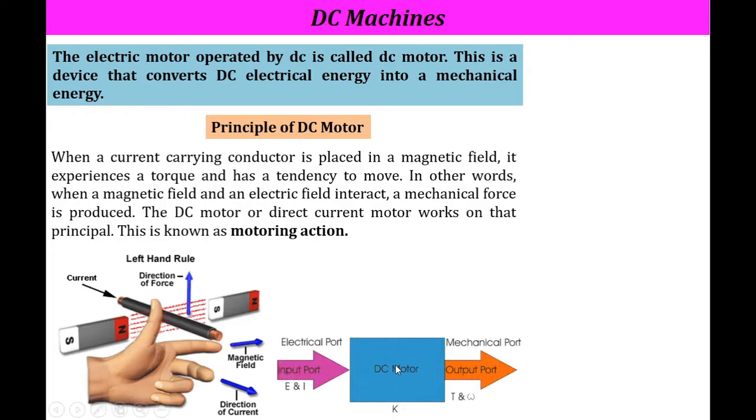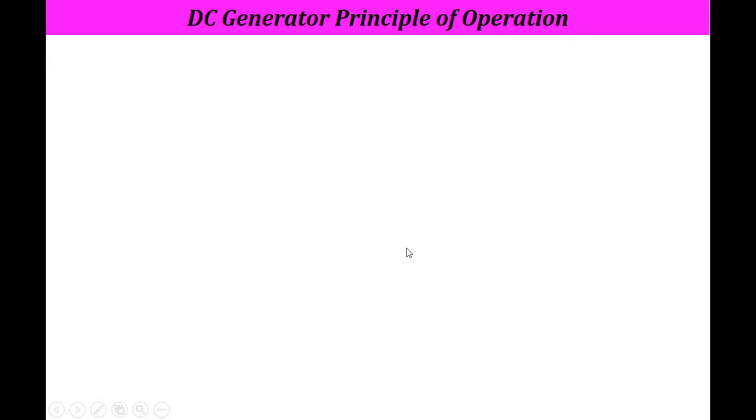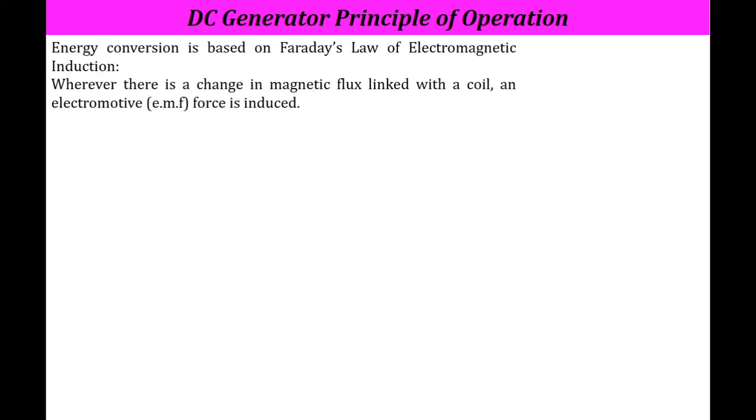So this is a diagram which shows you that the input is electrical and the output is mechanical. This is the basic function of any machine. Now let's discuss the DC generator principle of operation.